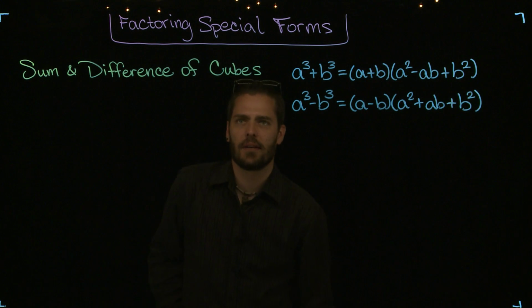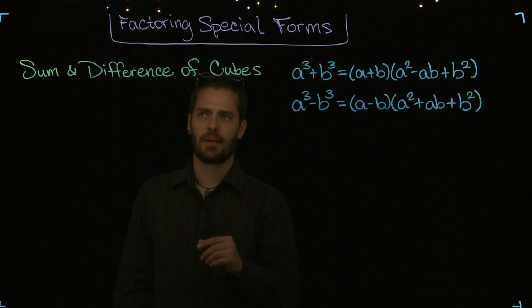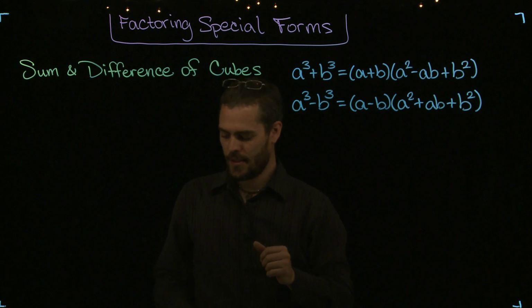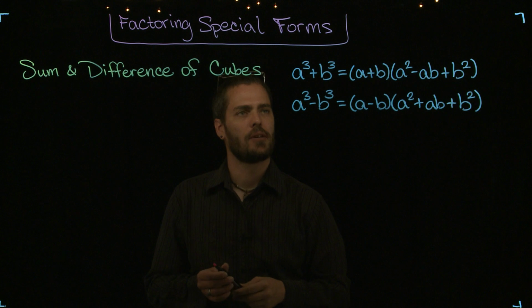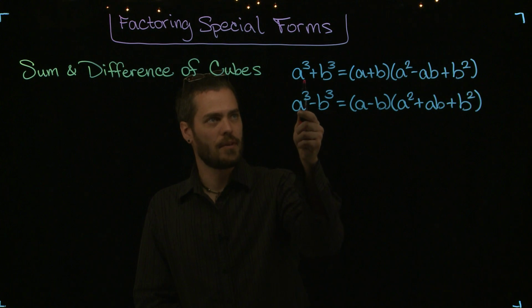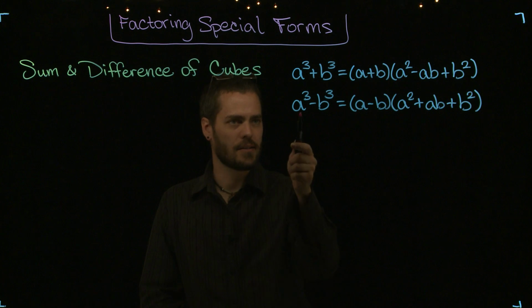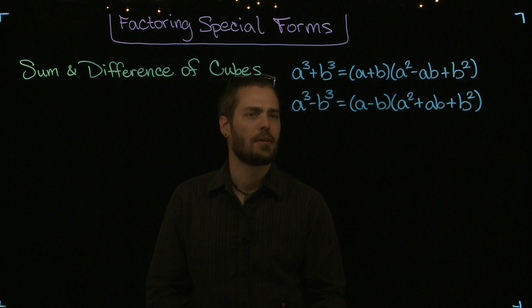Okay, we're focusing on our last of the special forms that I wanted to talk about, which is the sum and difference of cubes. And I've separated it into the two formulas instead of showing it in one line like I did in the first video. So here's the sum of cubes, a cubed plus b cubed factors to that business right there. And here is the difference of cubes, which factors into that you see on the right.